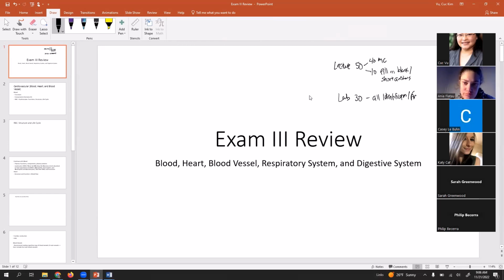Or well, we should say name the term, name the structure, and spelling counts. And in this exam, probably more than ever, make sure that if there's a pair, if there's two of the same structure, to identify whether it's a right or left. Okay.